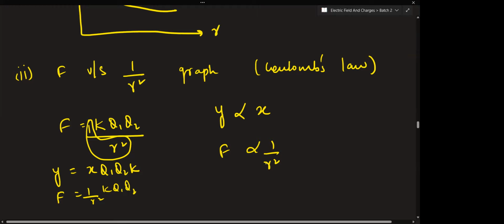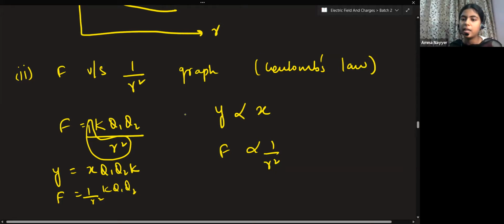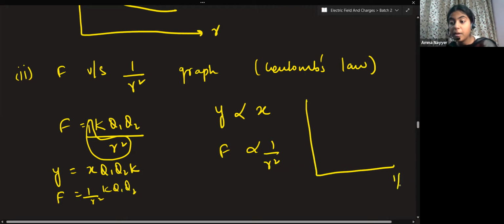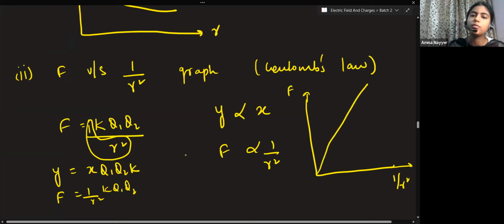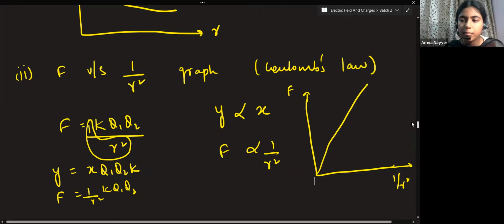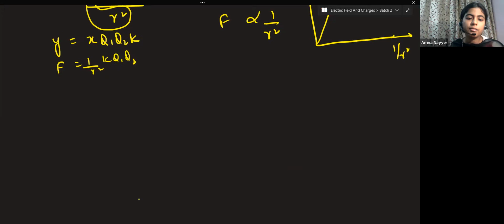So it will be a slope, a straight line, linear proportionality. So the graph will be in this manner only. 1 by R square is given to you. Just look at the questions carefully. If you are given 1 by R square, a straight line graph will be there for a force. So this was for Coulomb's law. Similarly, if I give you for electric field, okay, let me repeat it once more.